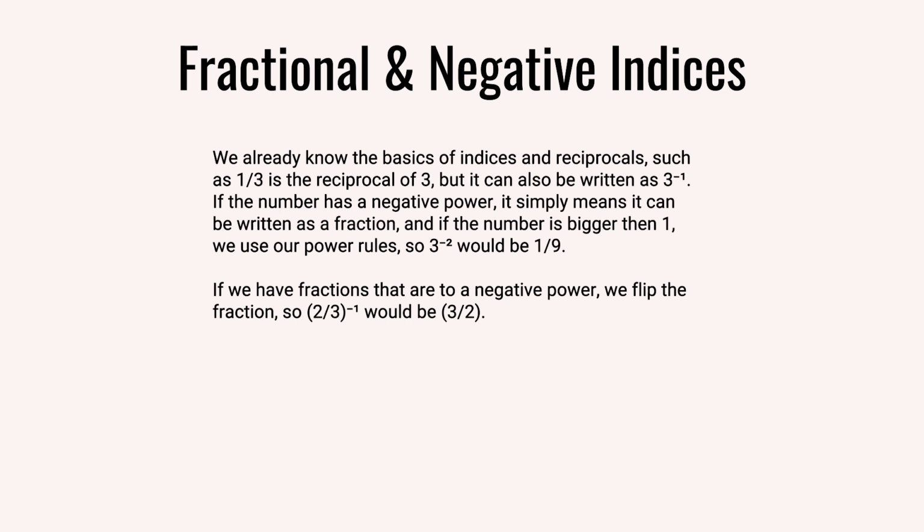If we have fractions to a negative power, we flip the fraction. So 2 thirds to the power of minus 1 would be 3 over 2.